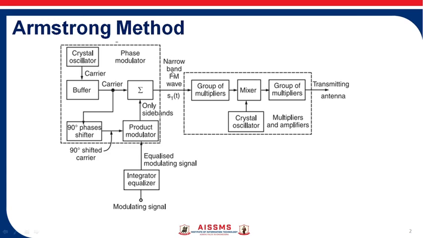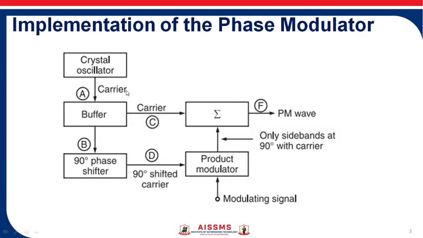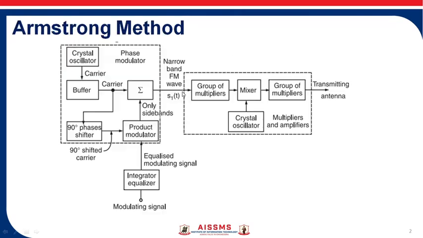frequency modulated signal. So if you observe, this phase modulator is used for the generation of the phase modulated signal, and this is the frequency modulator which is used for the generation of the FM signal. Both the diagrams are the same, only there is one difference. Here, instead of directly applying the modulating signal to the product modulator, the one difference is that we apply the modulating signal through the equalizer.